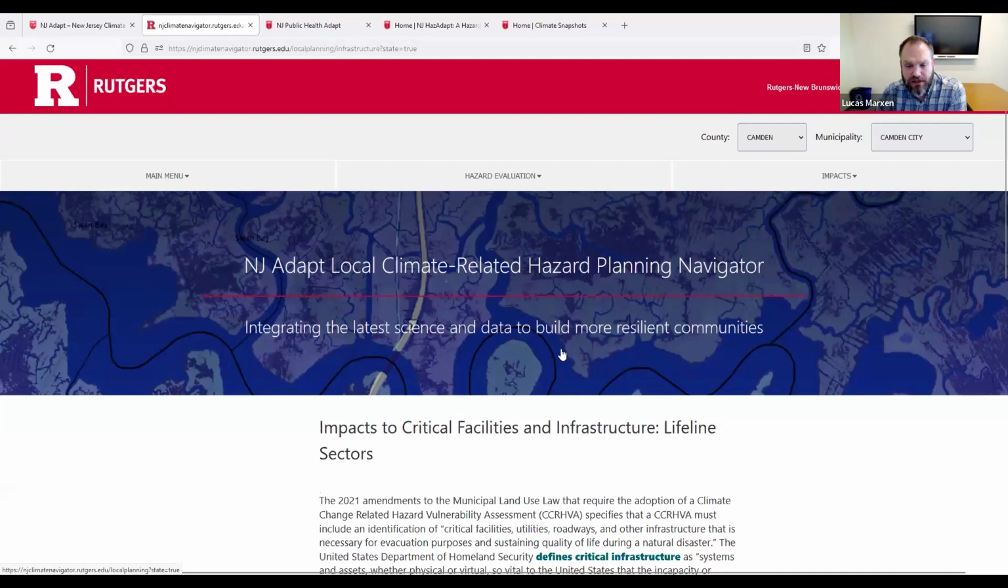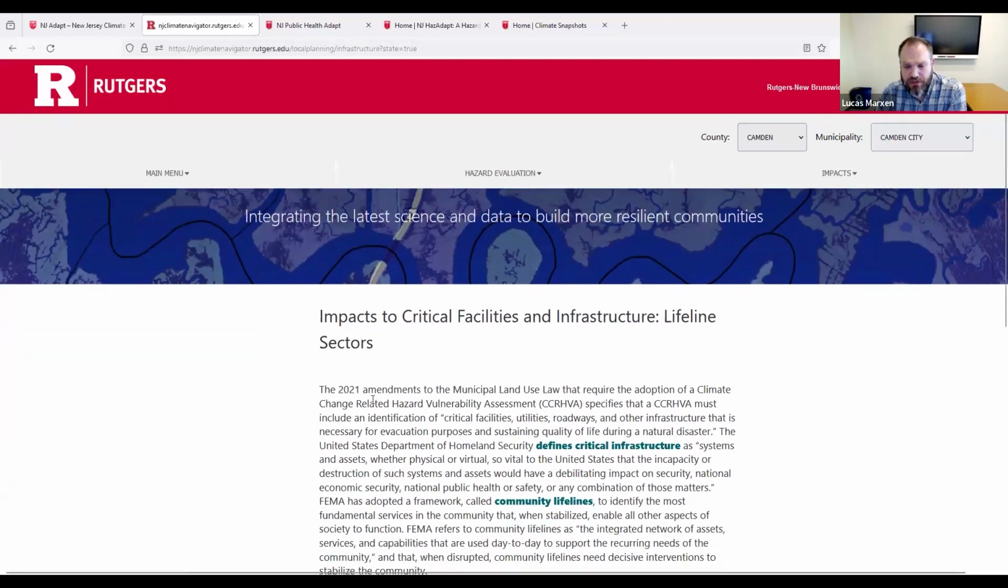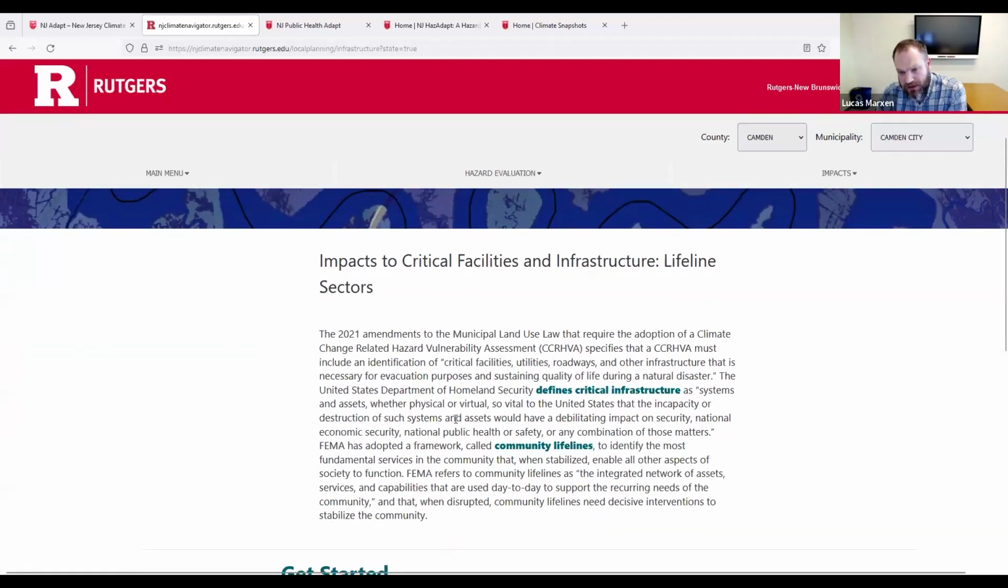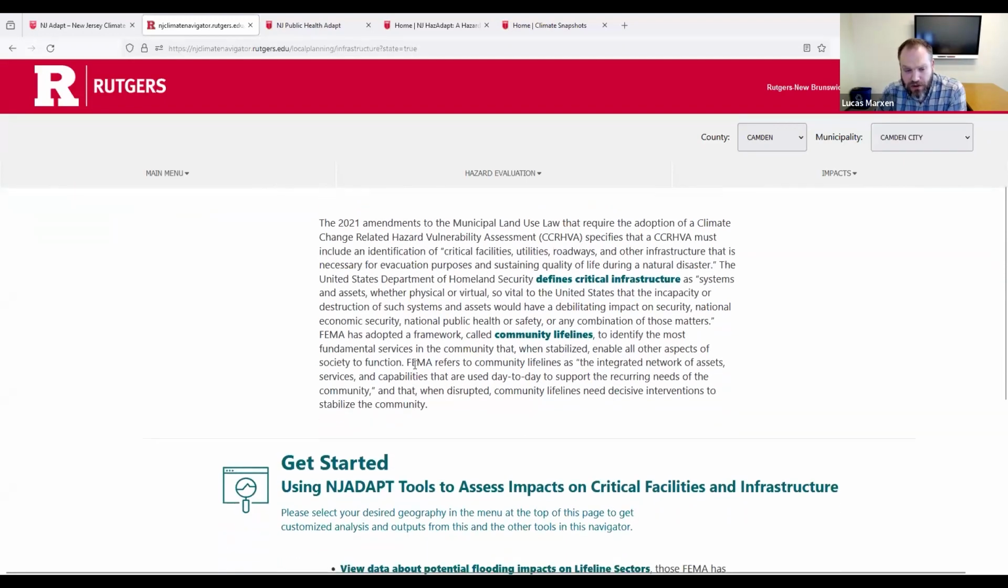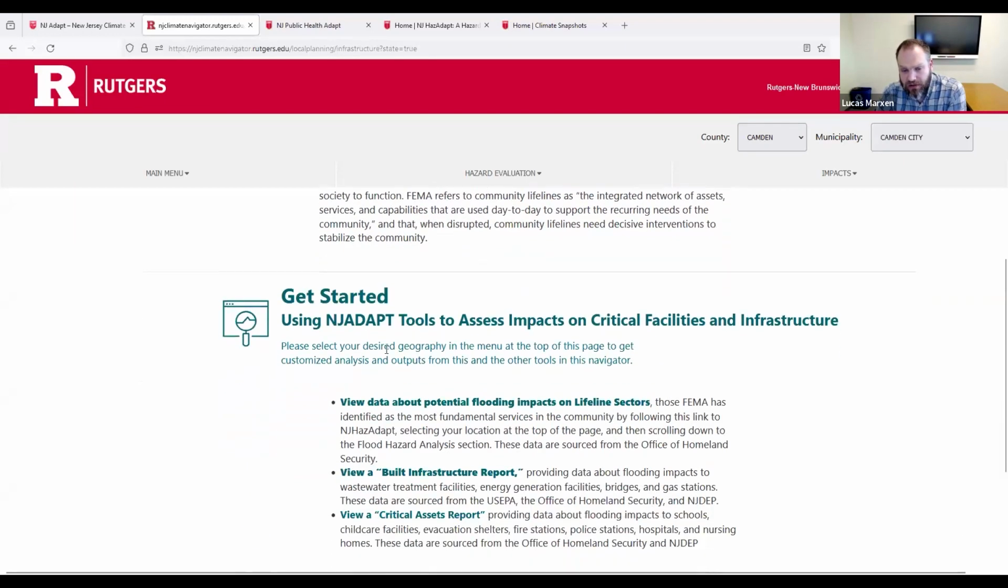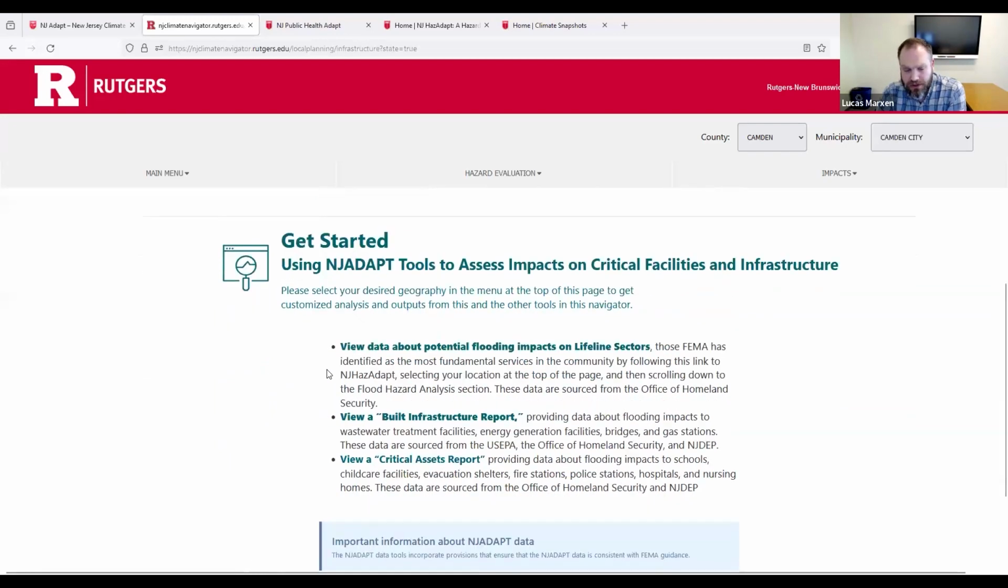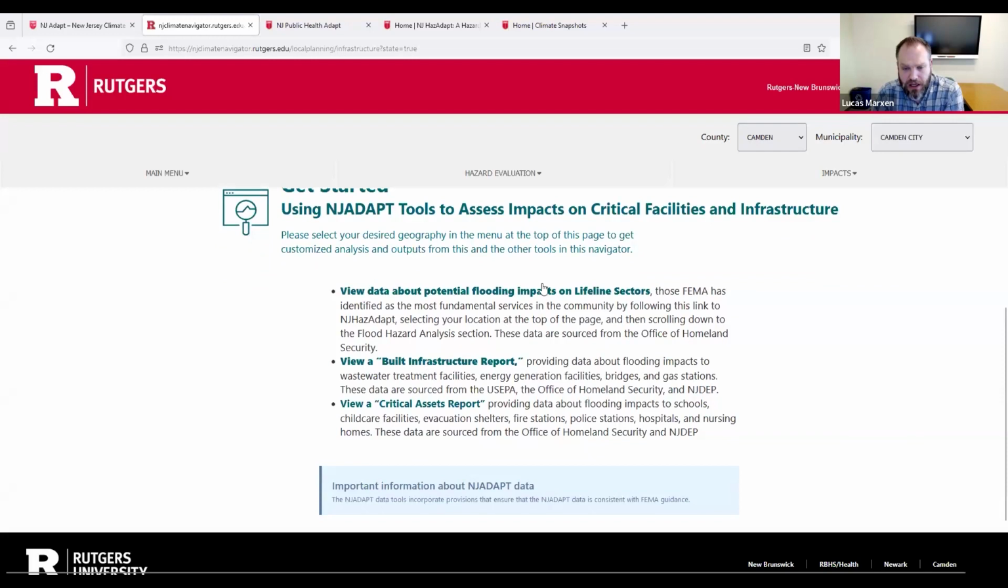Moving on to facilities and infrastructure. So this specifically is looking at the types of assets that may be in your municipality or county that may be specifically at risk due to climate change. These are often called sometimes lifeline sectors. So these can be everything from schools to hospitals to police stations, fire departments, things of that nature. And so we provide some links out to the different data sets we have available throughout the NJADAPT suite of tools to help you kind of address that need.